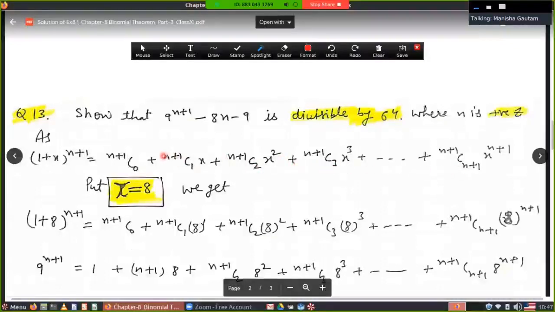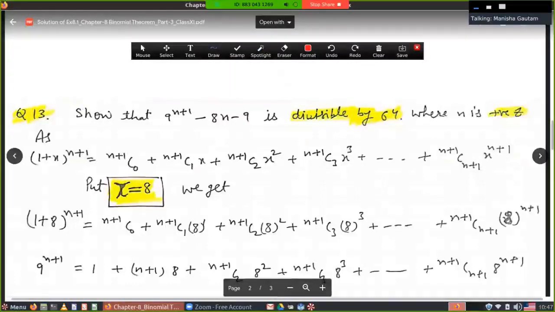Number of terms you will get, n plus 1 is the index, so number of terms will be n plus 1 plus 1, that is, n plus 2 terms will be there. You are starting from 0, it means you will go up to n plus 1. Last term will be (n plus 1)C(n plus 1) x to the power n plus 1. Now the requirement of the question is what? When this whole statement is divided by 64, it is like this. This is I think the same as the last example of exercise 8.1. Now let's see what is the meaning of this. Explain it again.